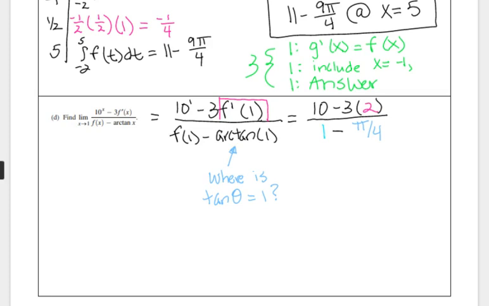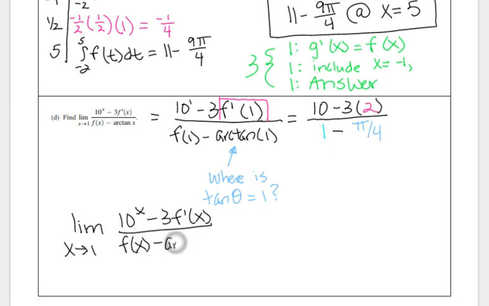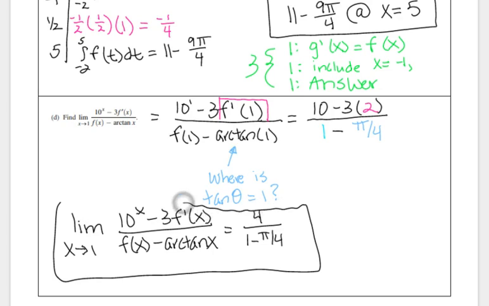So if we just go ahead and simplify, I'm going to write the original. The limit as x approaches 1 of 10 to the x minus 3 f prime of x all over f of x minus arctan of x. That's going to equal, on the top there, we get 10 minus 6, which is 4. And on the bottom, we get 1 minus pi over 4. And that's actually just our answer. So we luck out that we were able to just plug in 1 and find all the values, and we were good to go. This one is just 1 point for getting the answer.